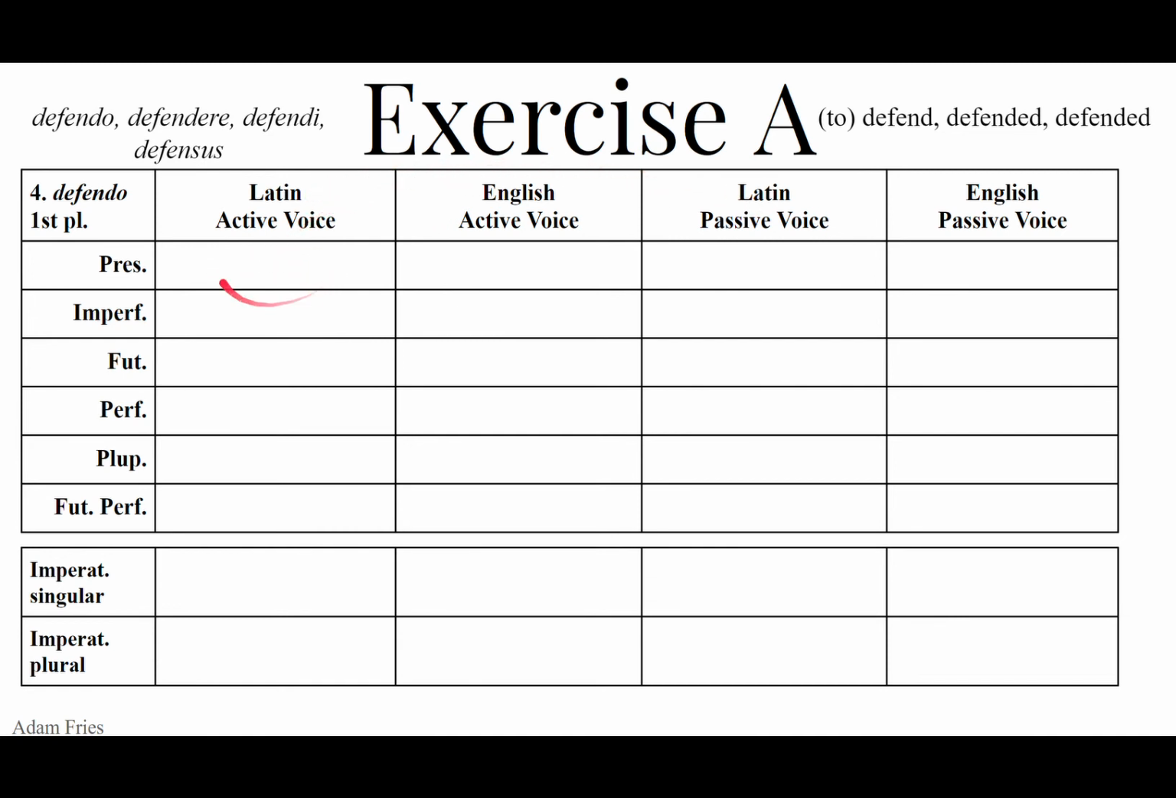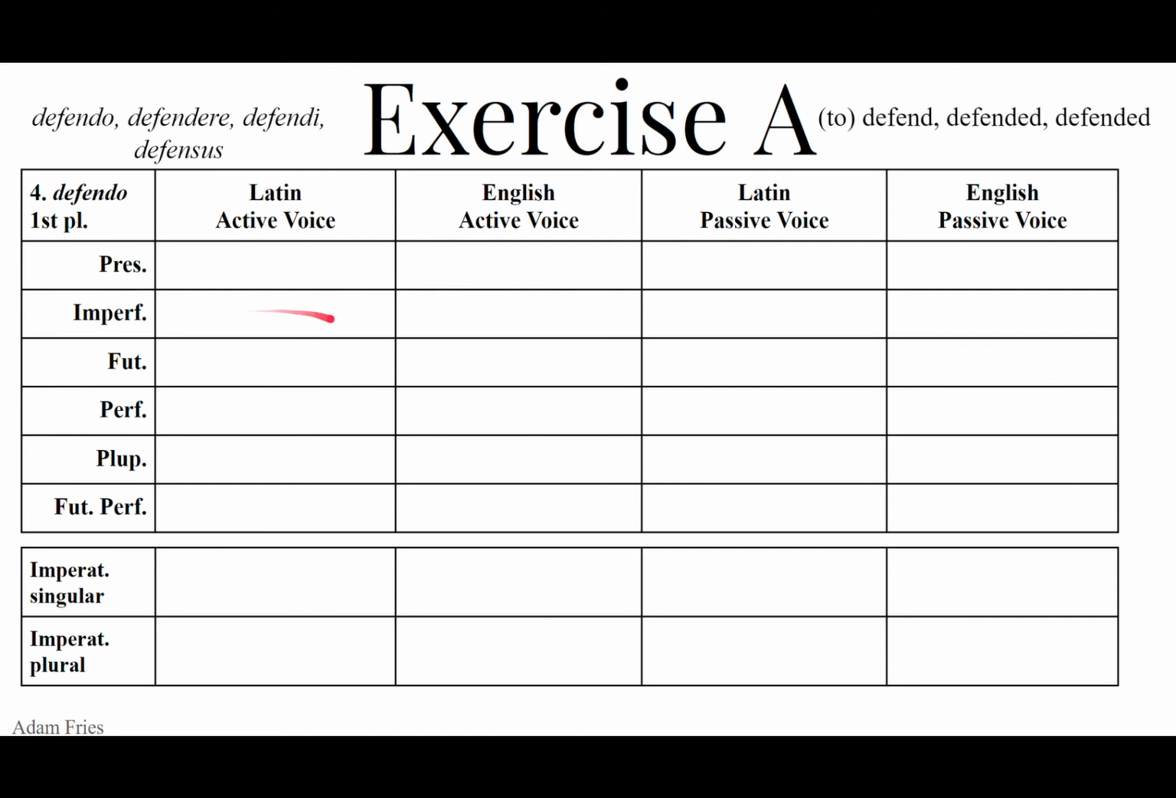So defendimus. It's defend and then add an I, the letter I, and then mus, defendimus. We defend, we are defending, we do defend. The passive, defendimur, add an I between the stem defend and the ending mur. Defendimur, we are being defended. We are defended.